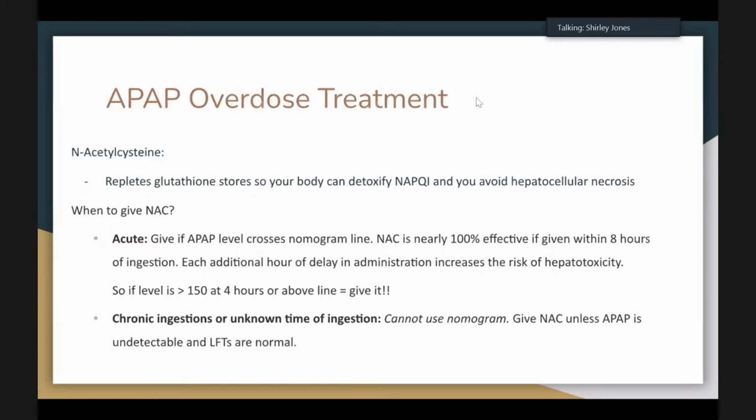And then chronic ingestions are an unknown time of ingestion. You cannot use the nomogram. So you give N-acetylcysteine unless you get their labs back, their Tylenol is undetectable, and their liver enzymes are completely normal.